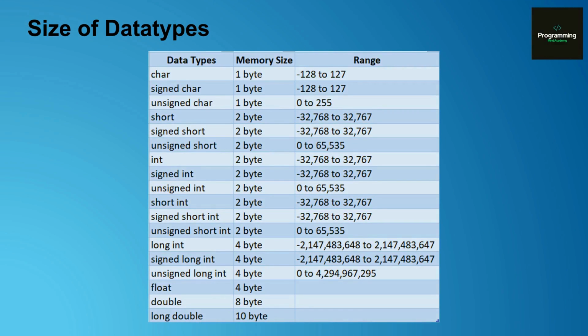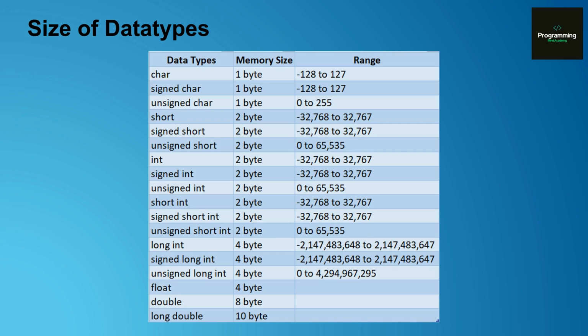So we have a defined size for these data types. Character can store 1 byte, integer can store 2 bytes, long can store 4 bytes, and double can store 8 bytes. Now you can see there are different keywords which are assigned to these data types, like signed character, unsigned character, short, long, etc. So what does this mean?